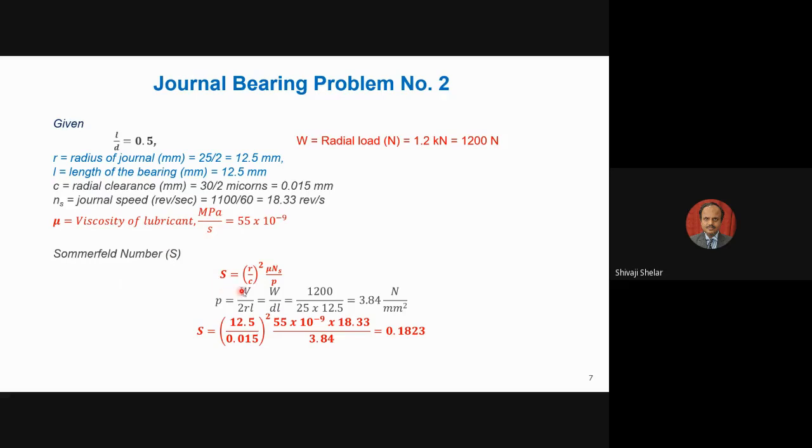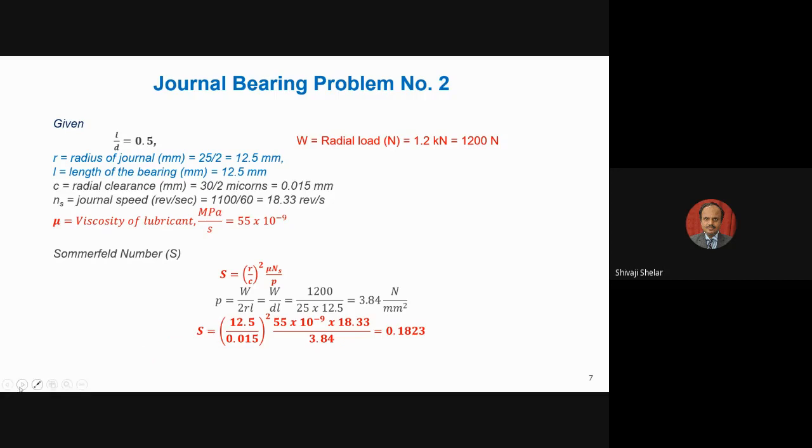Sommerfeld number S. So R you know, C you know, mu you know, N you know. Only P you don't know. So you can do the calculation of P. P is equal to capital W upon 2RL or capital W upon DL. So I can use this value here: 1200, D is equal to 25 and L is equal to 12.5. So the bearing pressure here is 3.84. So using this value in this equation, you will get the Sommerfeld number is equal to 0.1823.